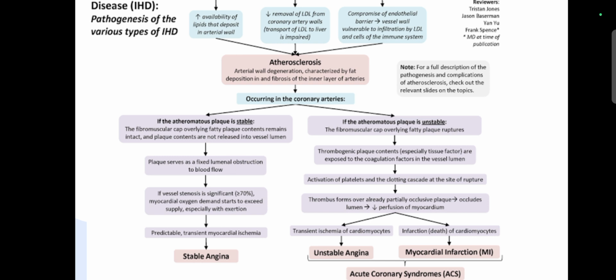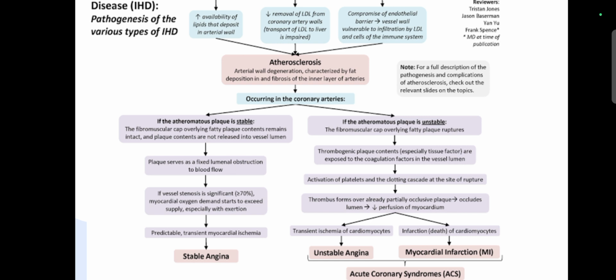This leads to atherosclerosis. What is atherosclerosis? Atherosclerosis is arterial wall degeneration characterized by fat deposition in and fibrosis of the inner layer of the arteries. It occurs in the coronary arteries. So, if the plaque is stable, this atherosclerotic plaque is known as atheromatous plaque.